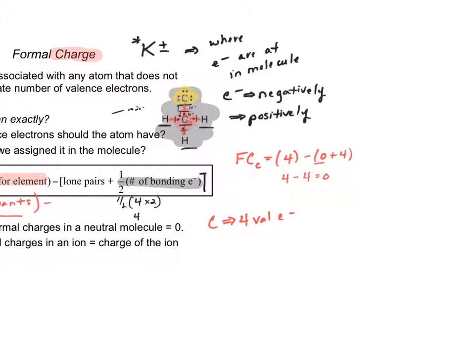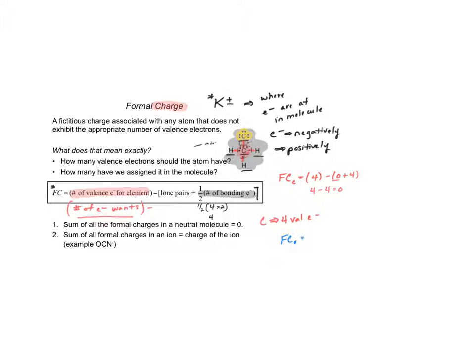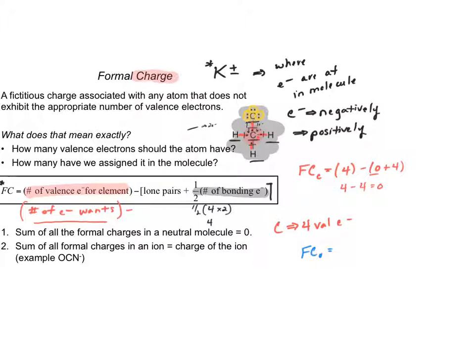We've got oxygen in our molecule. We're calculating the formal charge of oxygen. This is going to be equal to the number of valence electrons. So again, the number of electrons that oxygen wants. If you remember, or you consult the periodic table, oxygen's in column 6. So oxygen has 6 valence electrons.